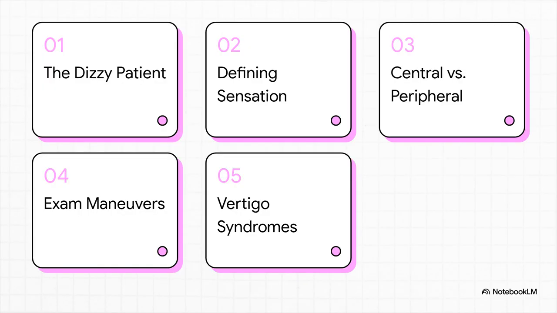And here's our game plan. We're going to start with the problem itself, what to do with that vague complaint. Then we'll get into defining what the patient is actually feeling. After that, we hit the most critical fork in the road, telling the difference between central and peripheral vertigo. We'll show you some key exam maneuvers you can do right at the bedside. And finally, we'll build some mental models for the most common vertigo syndromes you're going to see.